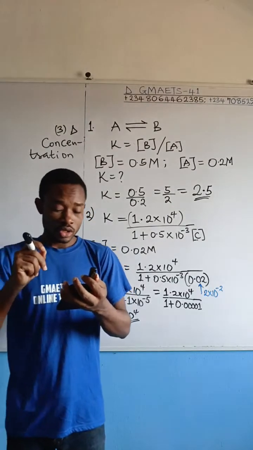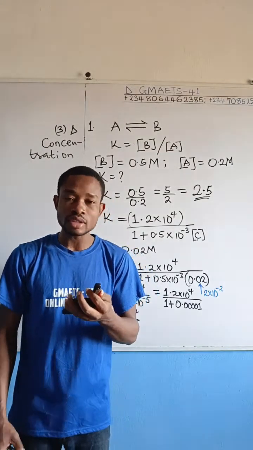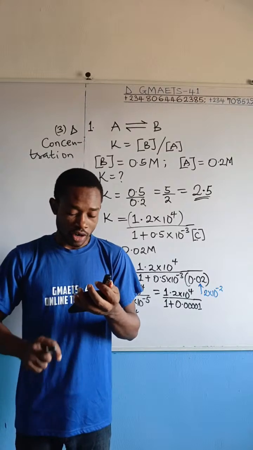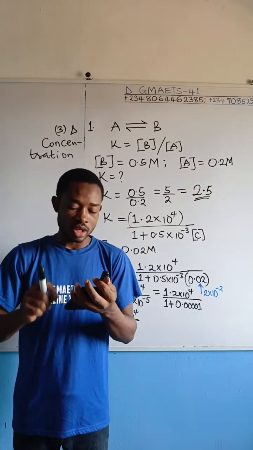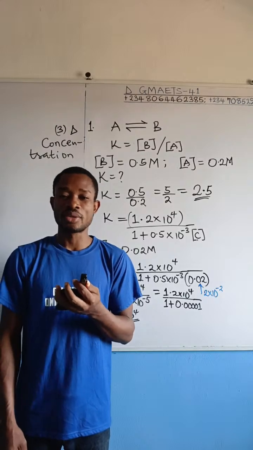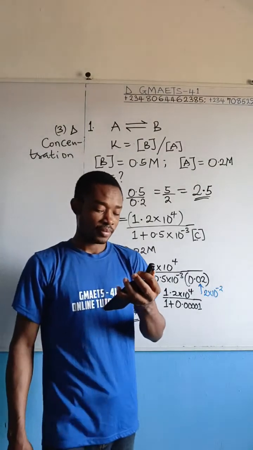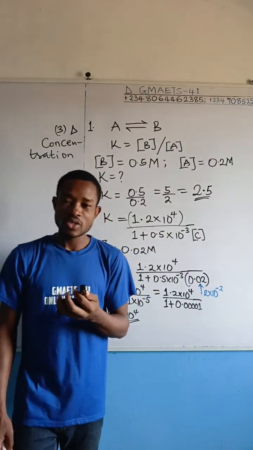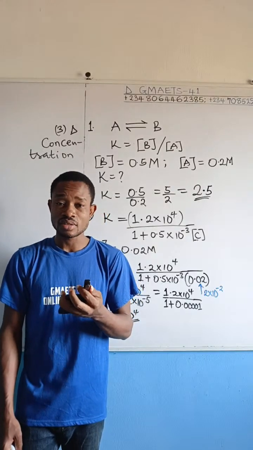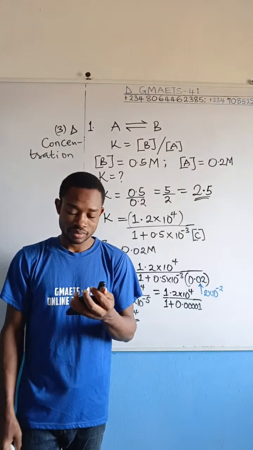Let us move on to the fourth question. Which of the following factors would not affect the equilibrium constant? Once again, no calculation. And so we're going to use this part to answer the question. A, concentration. Concentration affects equilibrium position. Take note. It affects the equilibrium constant. Now the question is asking which one does not affect it.